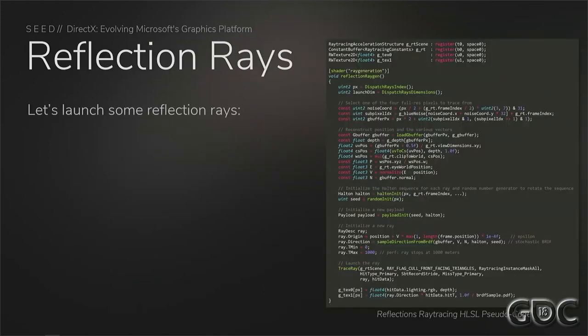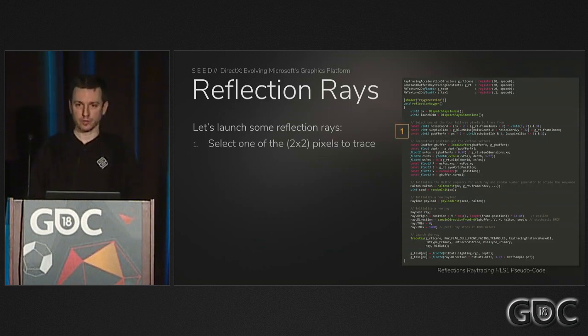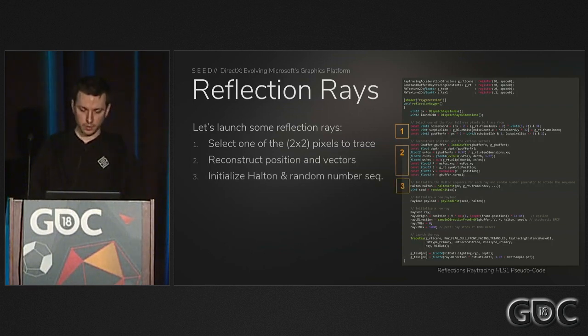Here's a breakdown of how we launch reflection rays with some HLSL pseudocode to the right. Don't copy-paste this, it doesn't compile. I just wanted to mark this down in a simple way so you get it after, if you want to check the slides. First, we select one of the 2x2 pixels to trace. We reconstruct the position and vectors from the G-buffer, like the direction, the normals, all that stuff. We initialize our low discrepancy Monte Carlo Halton sequence and a random number sequence that we're going to use to rotate the Halton sequence. We initialize a brand new payload. We prepare a new ray, and when you prepare a ray, you specify the origin of the ray and the direction.